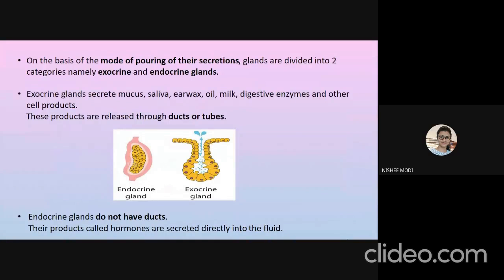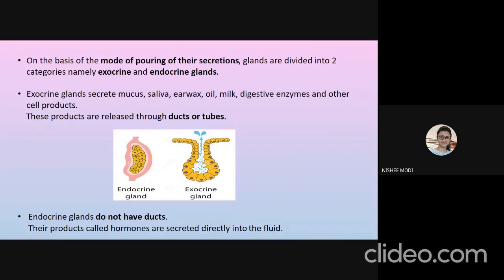On the basis of mode of pouring of their secretion, glands are also divided into two categories, exocrine and endocrine glands. Exocrine glands secrete mucus, saliva, earwax, oil, milk, digestive enzymes, and other cell products. Hence, exocrine products are released through ducts or tubes. And endocrine glands don't have ducts.